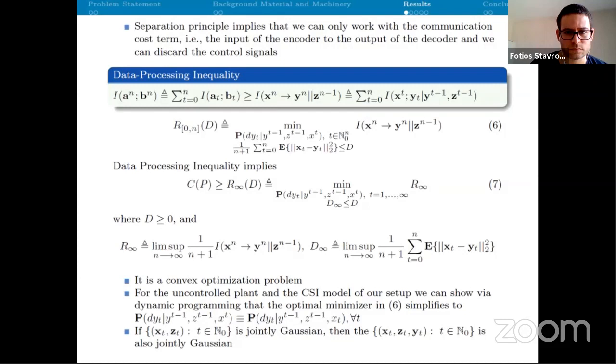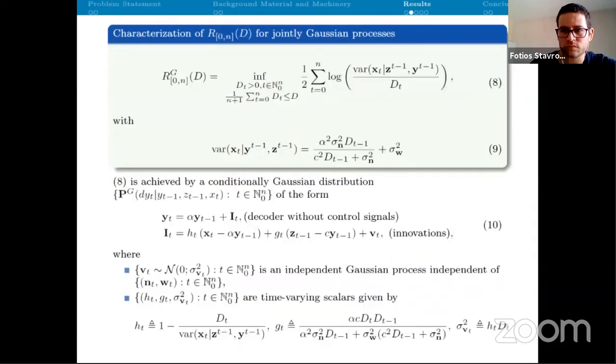Additionally, if the uncontrolled plan and the causal side information are jointly Gaussian, then the joint process between these two and the output of the decoder is also jointly Gaussian. Under this assumption, we are able to characterize optimally the Gaussian sequential rate distortion function for our setup. This is given in formula 8, whereas the numerator of the logarithmic ratio of the objective is given in equation 9.